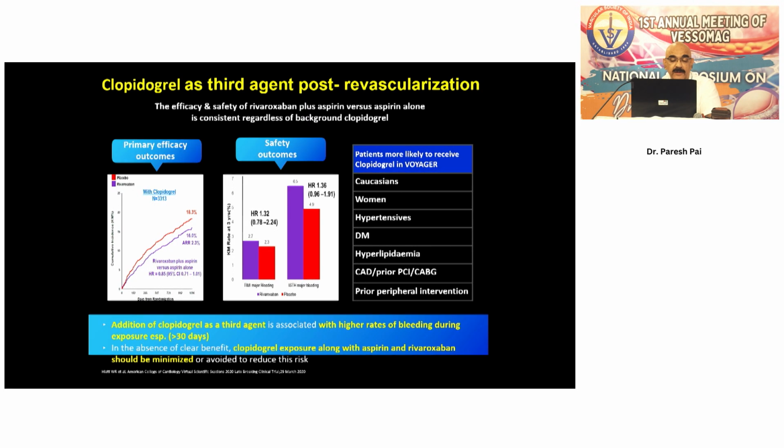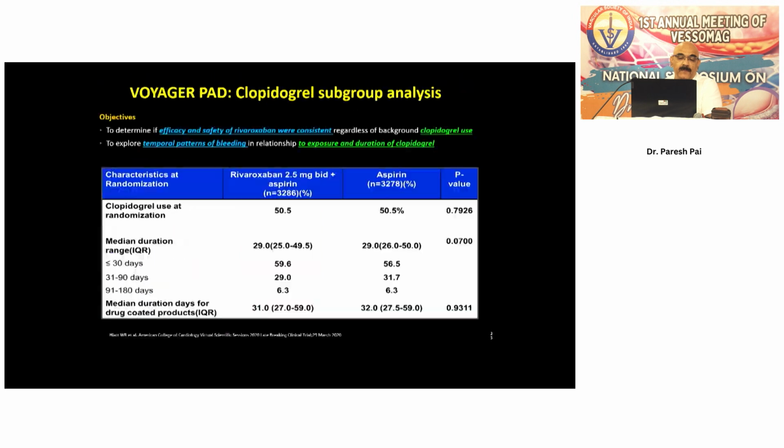Addition of clopidogrel as a third agent is associated with a higher rate of bleeding during exposure, especially if it is used for more than 30 days. In the absence of a clear benefit, clopidogrel exposure along with aspirin and rivaroxaban should be minimized or avoided to reduce this risk. So, in the subgroup analysis of clopidogrel in the VOYAGER study, the objective was to determine if the efficacy and safety of rivaroxaban were consistent regardless of background clopidogrel use, and to explore the temporal patterns of bleeding in relation to exposure and duration of clopidogrel.